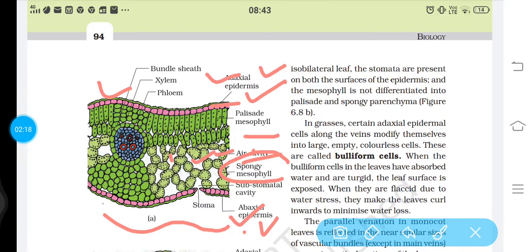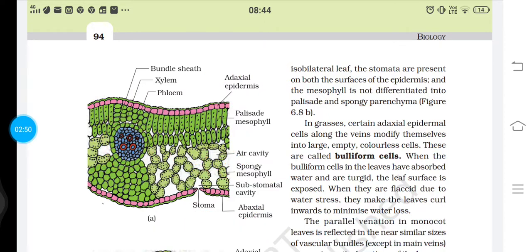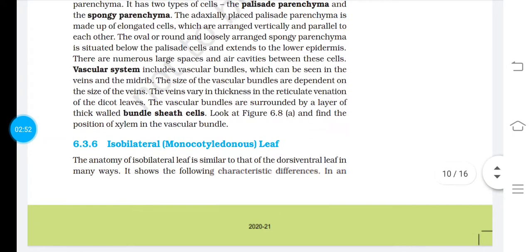On the lower surface, we can see stomata. The stoma is the opening, and the cells we can see on the side are the guard cells. The substomatal cavity is the cavity from where the gaseous exchange will occur. If we come to the vascular bundle, there is a sheath of photosynthetic parenchymatous cells which surround the vascular bundle, inside which xylem and phloem are present. You can see the vascular bundle having xylem and phloem.